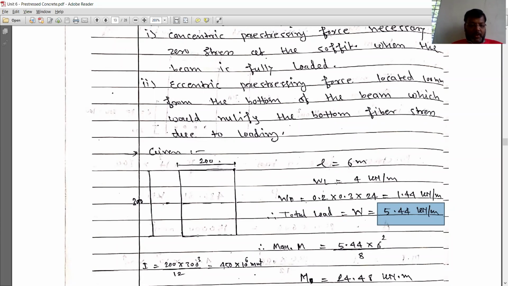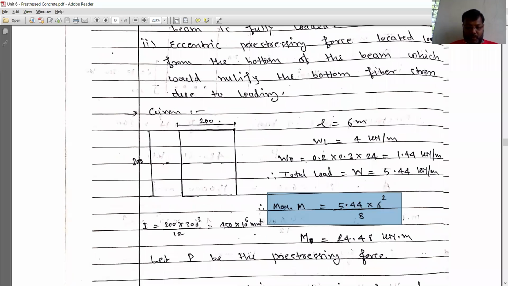And the span of beam is 6 meters. So that's why we'll be able to calculate the maximum moment which is going to act on the beam by using a relation W into L square by 8, because this beam is a simply supported beam. So maximum moment WL square by 8 comes to 24.48 kilonewton meter.